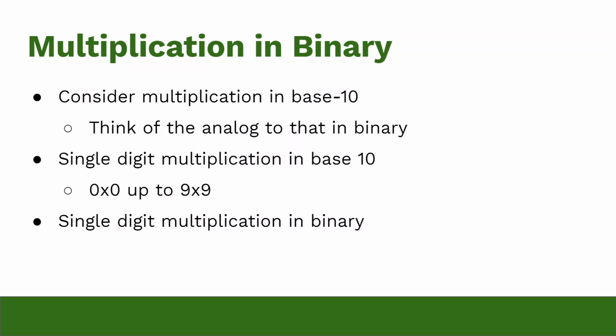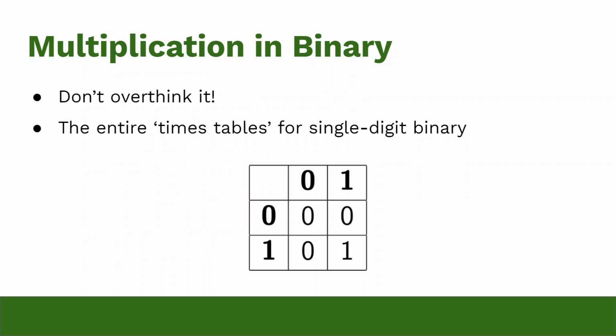Binary multiplication with a single digit would only be from 0 times 0 to 1 times 1, right? And that's because we only have 2 options here, whereas in the decimal number system we have 10. So that's good to know, and don't actually overthink it. This is the entire times table for single digit binary. It's pretty simple stuff. 0 times 0 is 0, 1 times 0 is 0, and 1 times 1 is 1.